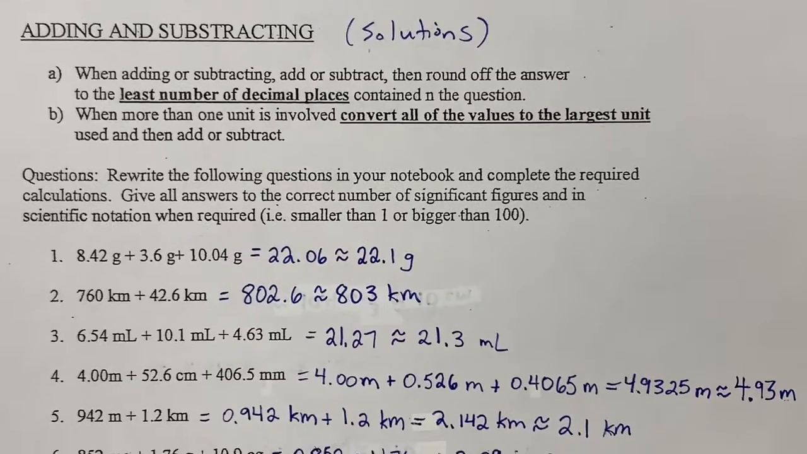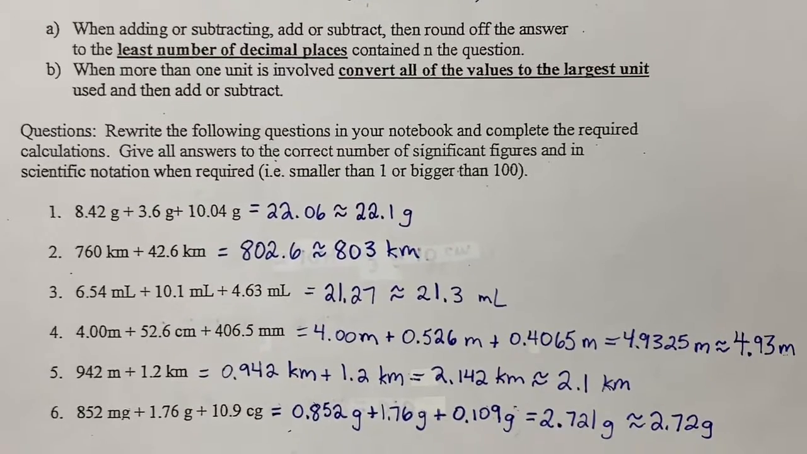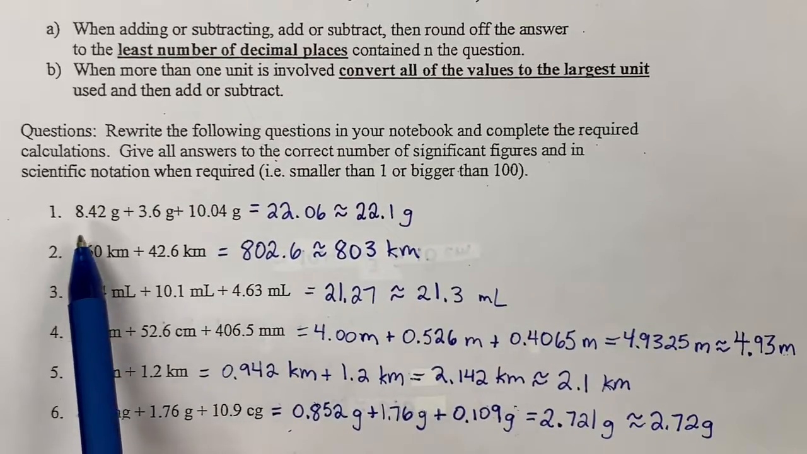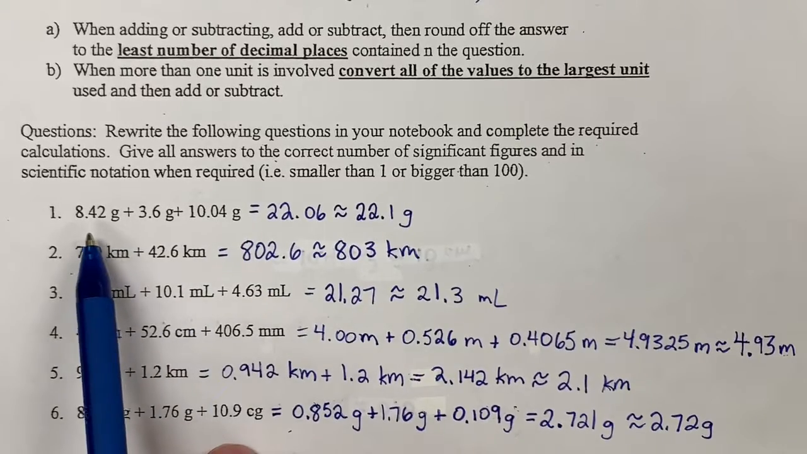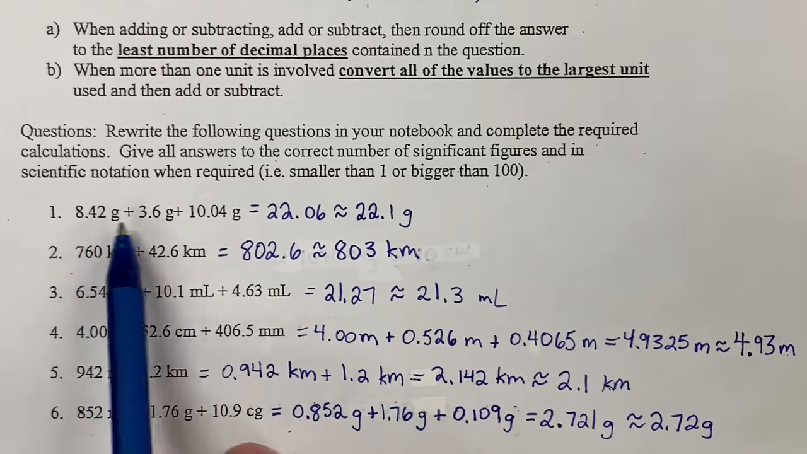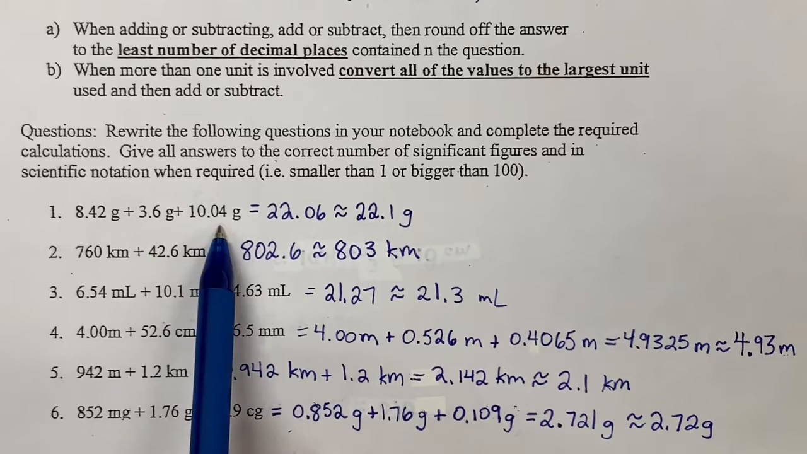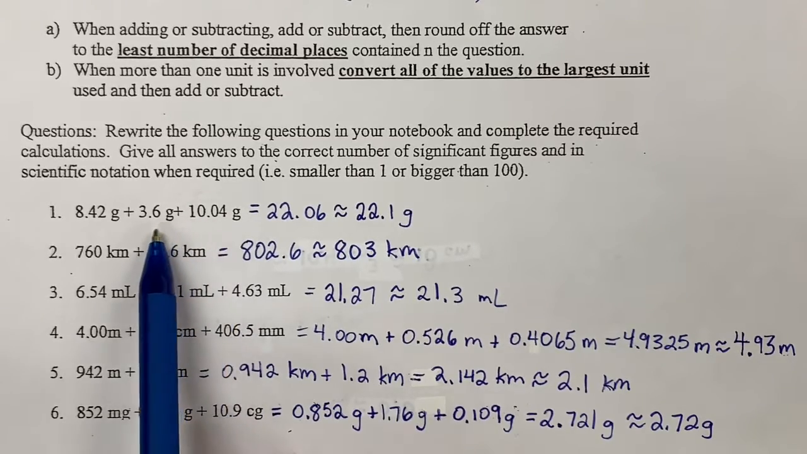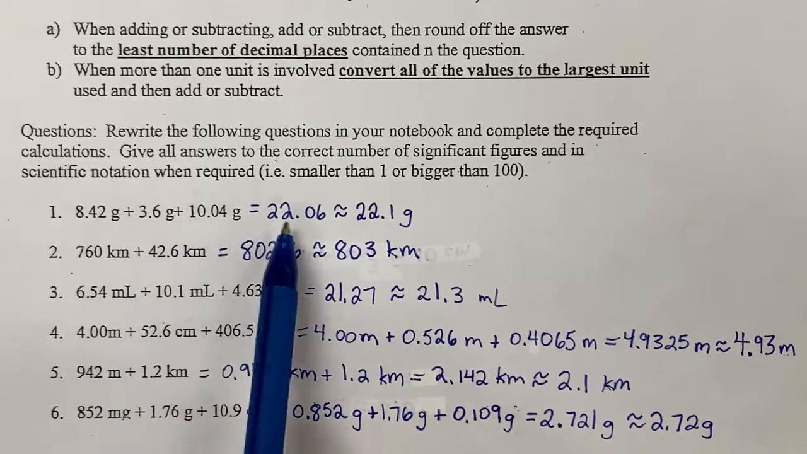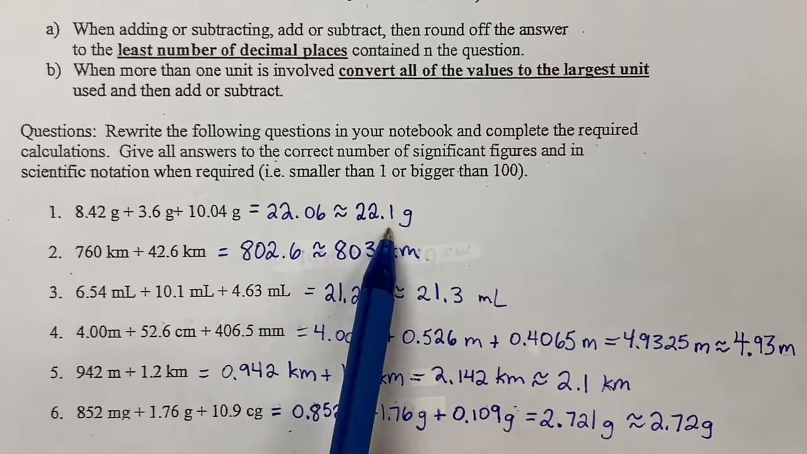So here's some examples I've completed. For number 1, they're all in grams. So I can literally just look at, okay, we have 2 decimal places, 1 decimal place, 2 decimal places. So the least number is 1 decimal place. Do my calculation, then round so that I only have 1 decimal place.